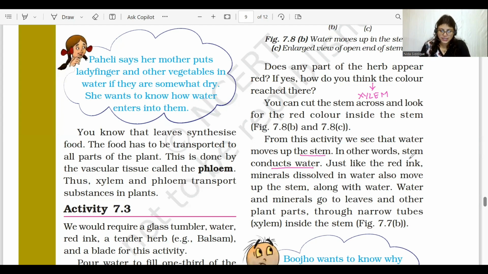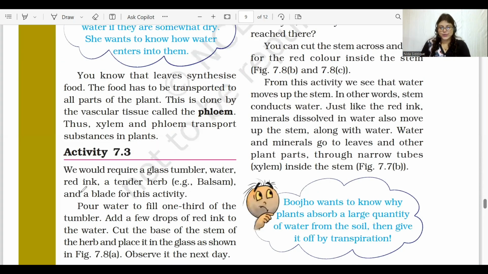Just like red ink, minerals dissolved in water also move up the stem along with the water. So whenever water is transported from the roots to the upper parts of the plant through the stem, minerals are also transported. They are dissolved in the water and move upwards. So water and minerals go to leaves and other plant parts through the narrow tubes, that is xylem, present inside the stem.